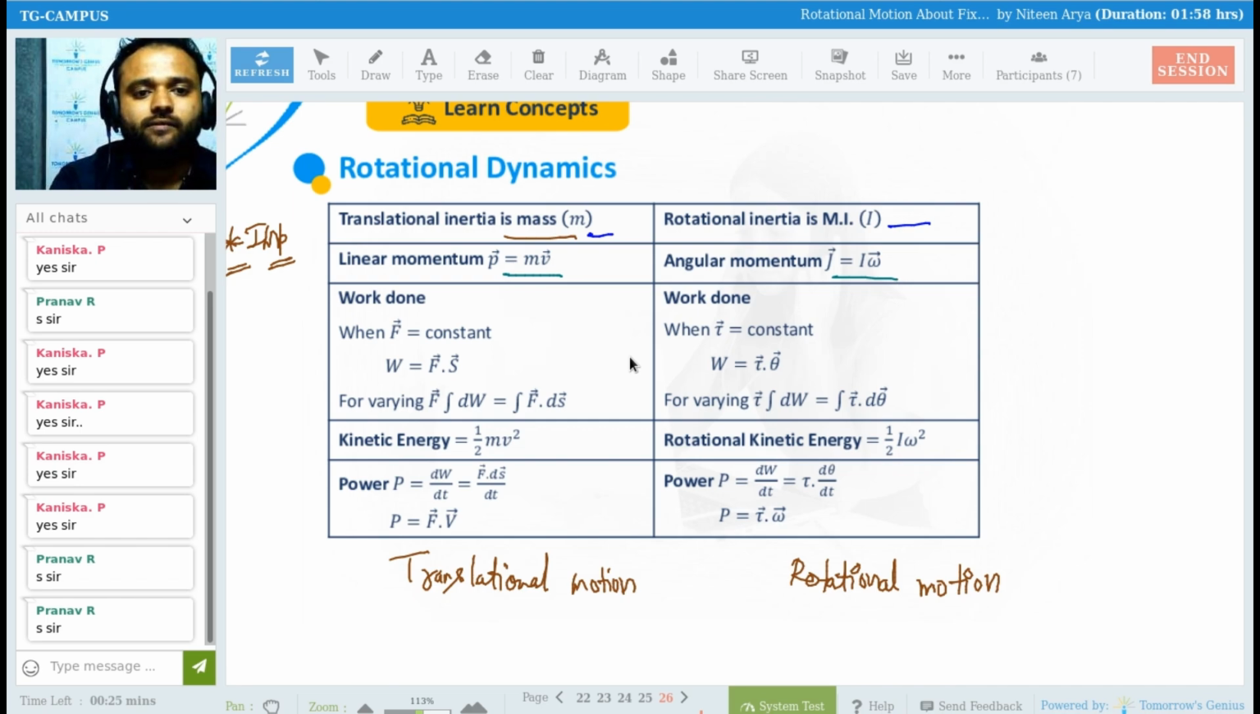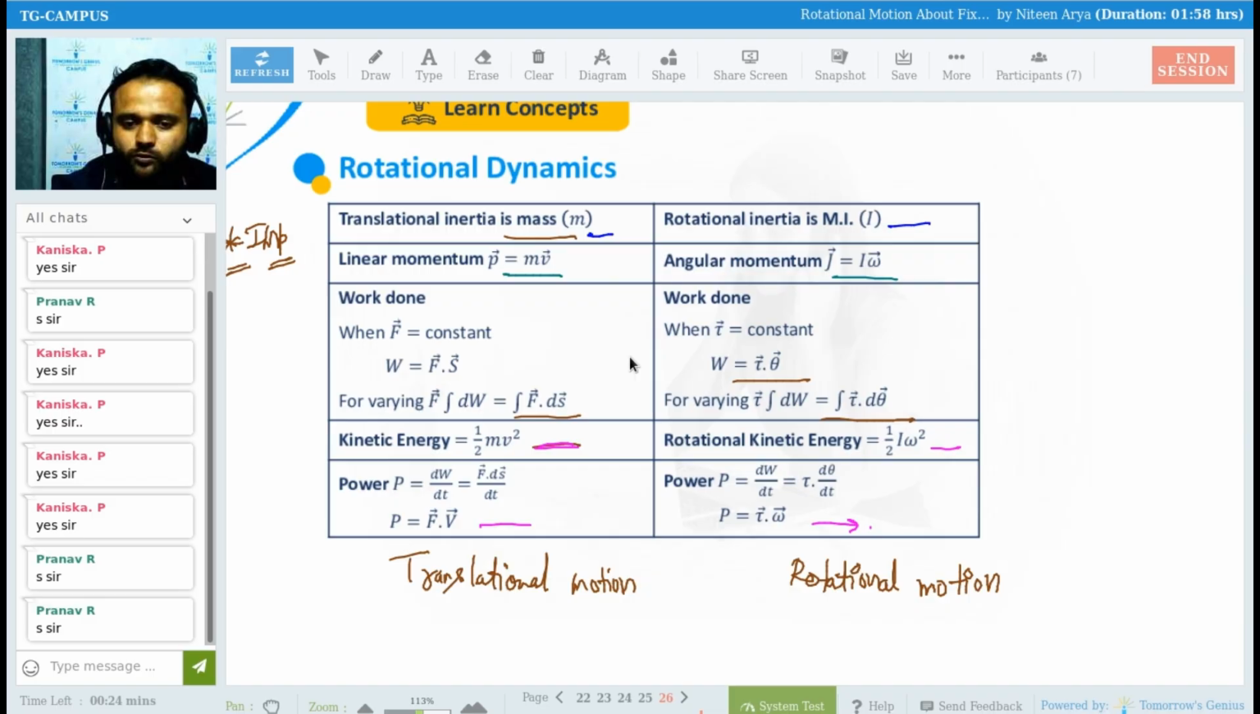Okay, this one, work done, force into displacement, and for varying force F dot ds. This is torque tau constant, and tau into theta, and for varying tau, tau d theta. Energy half mv square, and this one is half I omega square. Force into velocity, which is power, torque into angular velocity. So these are the analogous changes you can see all together for translational motion and rotational motion. Is this clear, everyone?